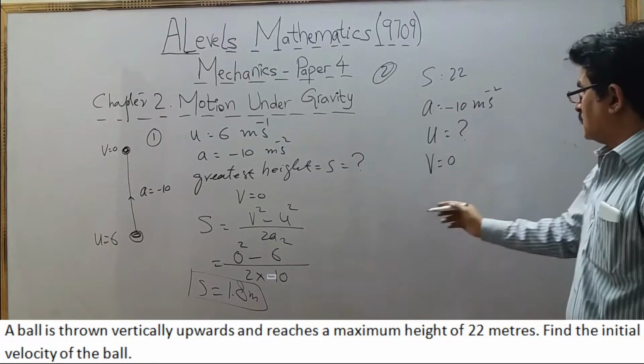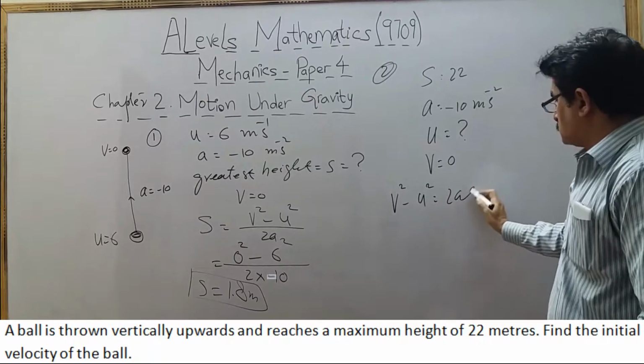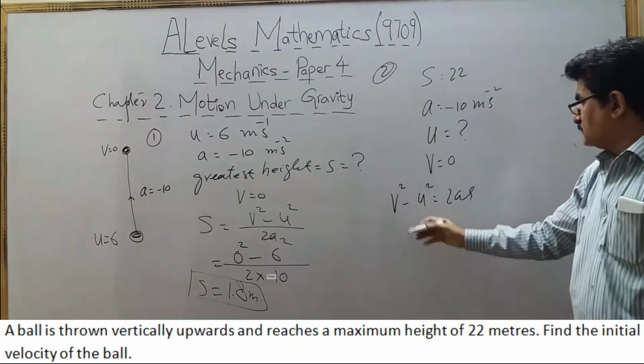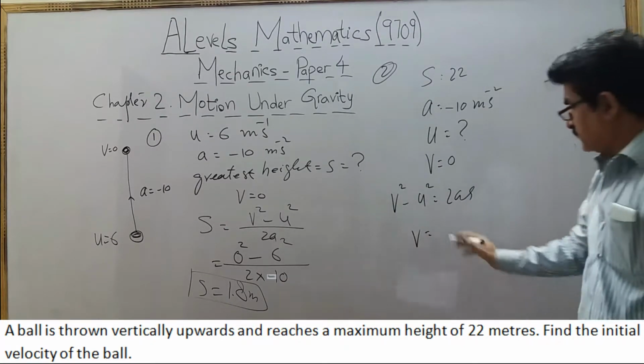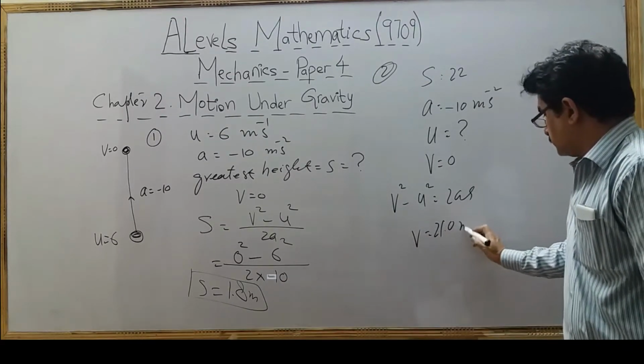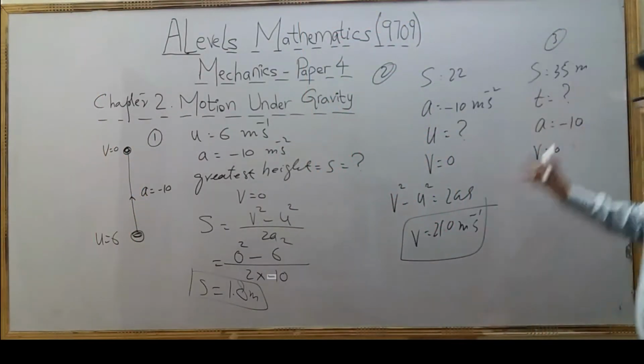Again you are now applying the same equation of motion, v square minus u square is equal to 2as. You will put the values, simply you put the values from here, you will get the value of u to be 21.0 meter per second. Okay, example 3.